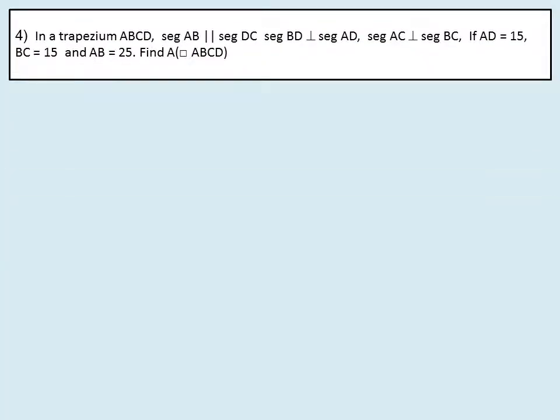Now let us consider next example, that is example number 4. In this example, we have a trapezium ABCD in which upper side is AB, which is parallel to lower side DC. Again, segment BD perpendicular AD. Similarly, segment AC perpendicular BC. And we have a problem, and that is if AD is equal to 15, BC is equal to 15, and AB is equal to 25, find the value of area of quadrilateral ABCD.